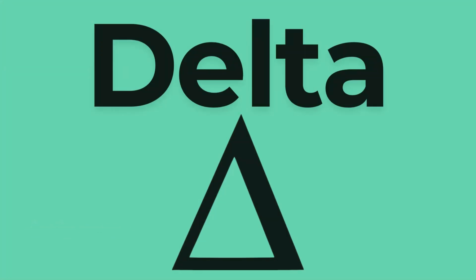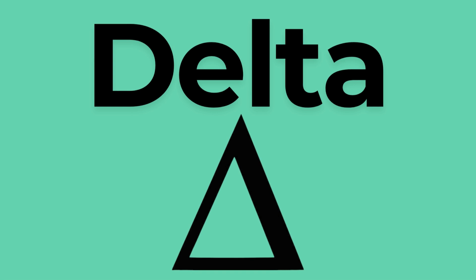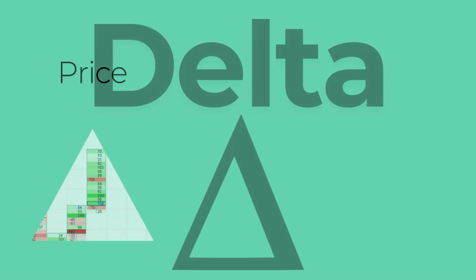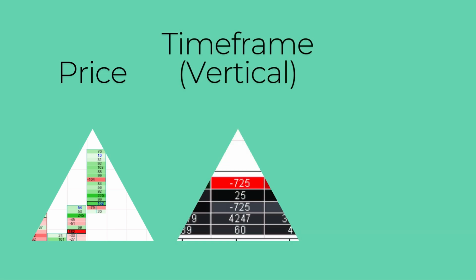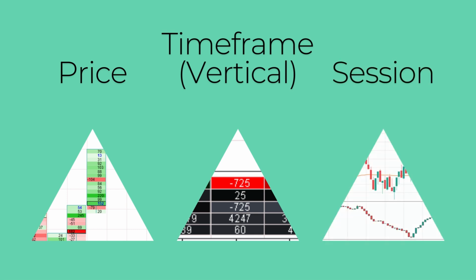Today we are talking about delta. There are three primary ways to analyze delta in trading. First, there's delta at price. Secondly, you can look at vertical delta, which is over the specific chart period, like every 5 minutes. And finally, there is the session delta, also known as the cumulative delta, which shows the overall buying or selling pressure across the entire session.